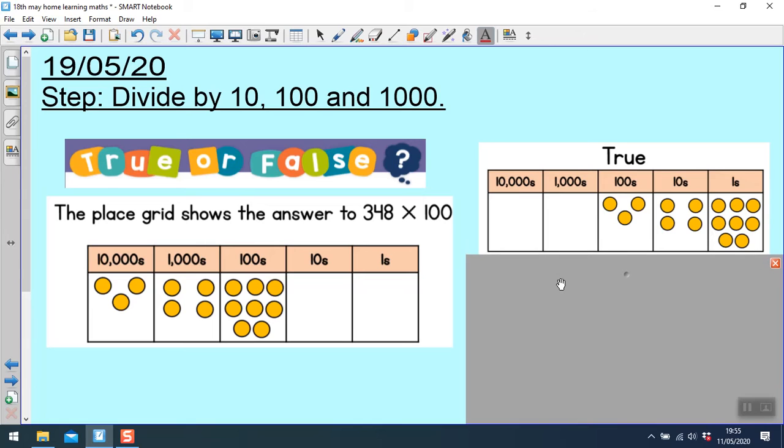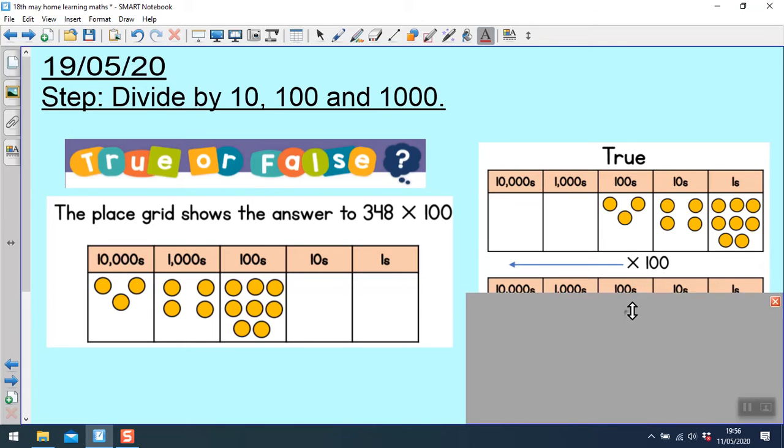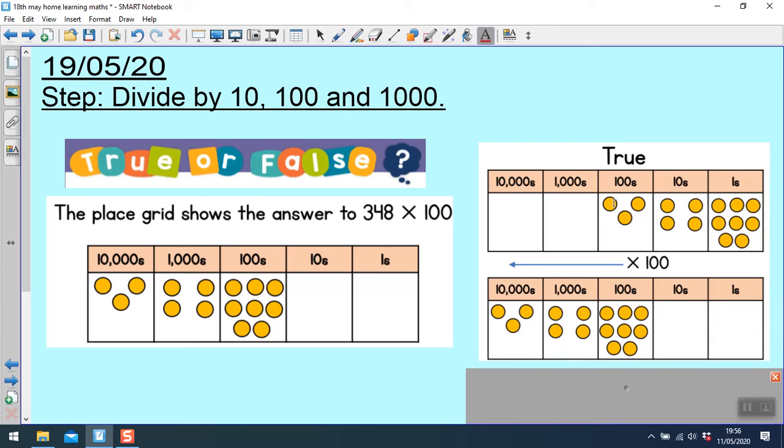This is 348, 300s, 4 10s and 8 1s. And if you multiply by 100, yesterday we looked at the fact that you would move everything 2 places to the left. So 300s would become 3 tens of thousands, 4 10s would become 4,000s and 8 1s would become 800s. Well done if you said true.